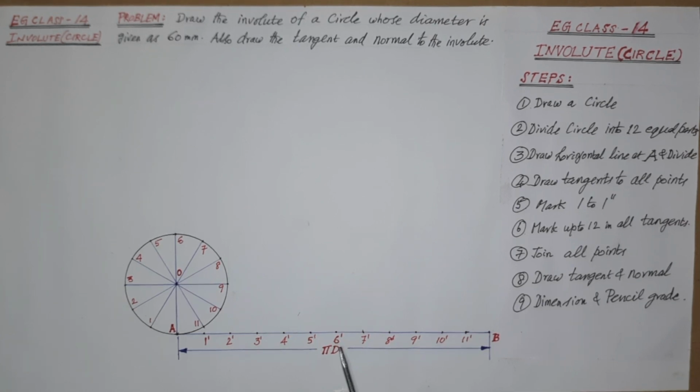Even so, if accuracy is necessary, the method of dividing a straight line into the required equal number of parts may be used, and for details you may refer to my previous EG video class 3. Next step is to give numberings on the straight line as 1 dash, 2 dash, etc. up to 12 dash as shown, but 12 dash coincides with B and is not mentioned.